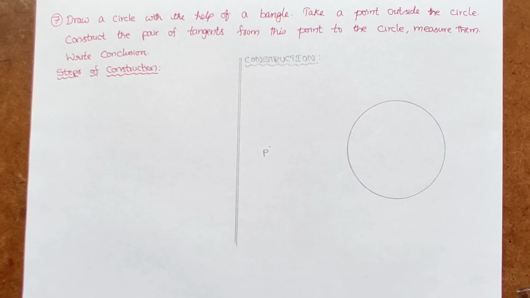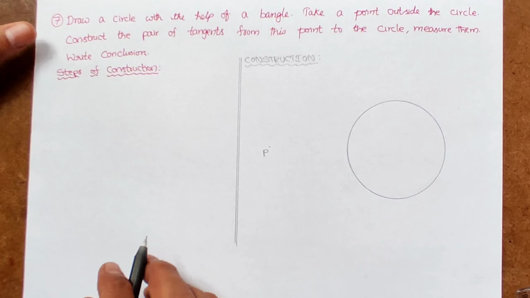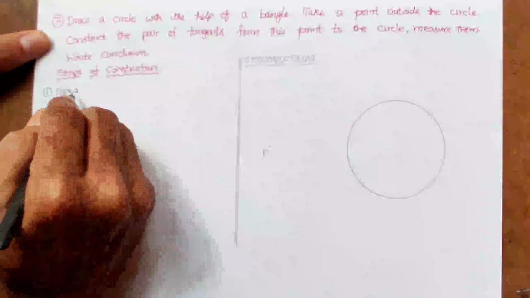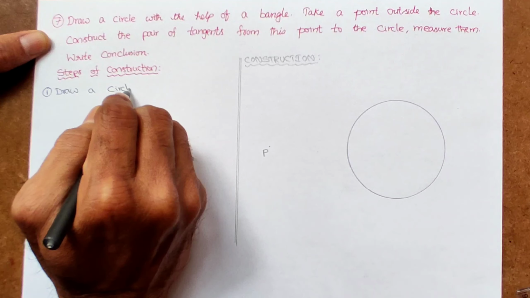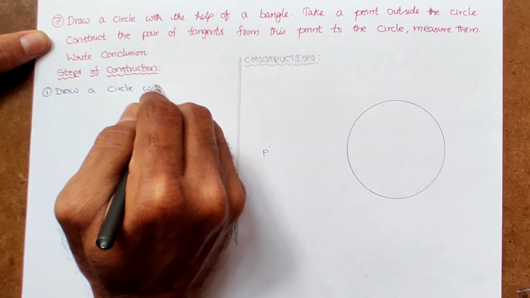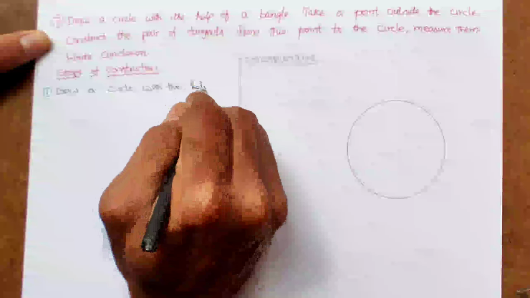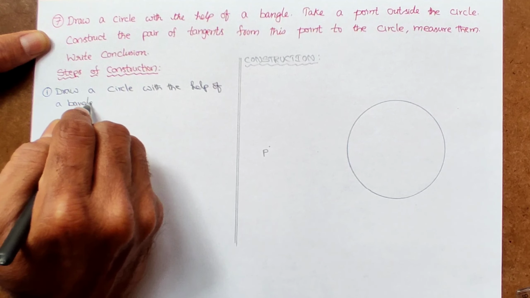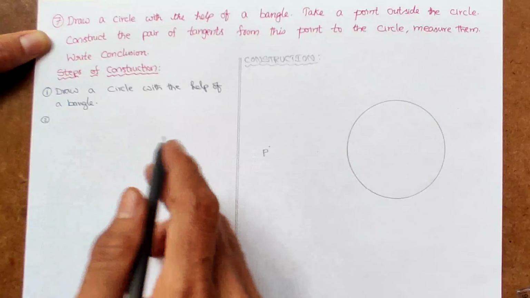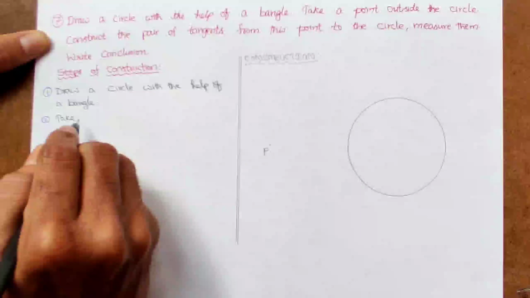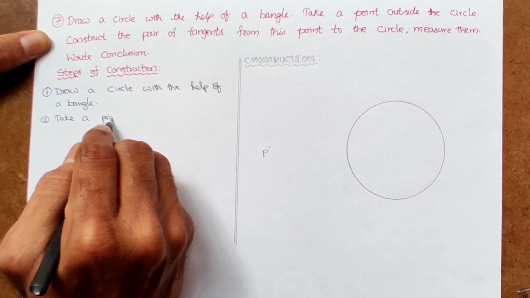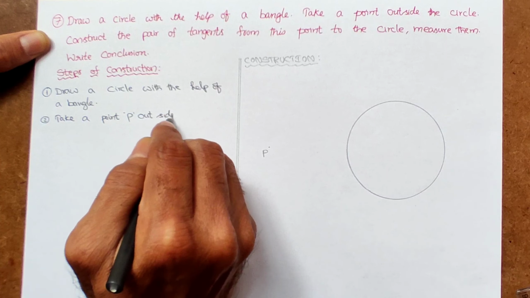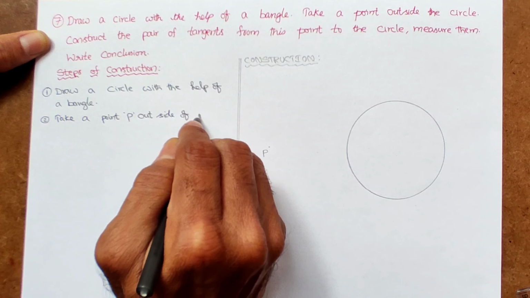Before that, I would like to add the steps of construction till here. So first, draw a circle with the help of a bangle. Next one is, take a point P outside the circle. We can write outside of it.